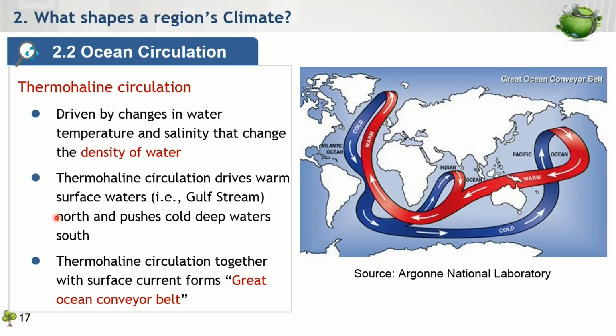In addition to the surface currents, the motion of ocean water also distributes heat energy from surface water into the deep ocean through a process called the thermohaline circulation, which is driven by density gradients that depend on water temperature and salinity.